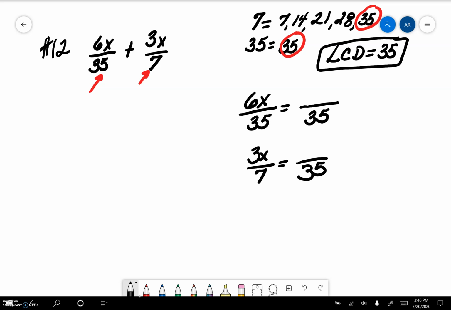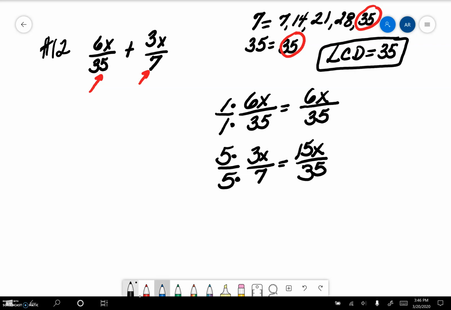So I have to ask myself, well, what times 7 equals 35? Well, we know 5 times 7 is 35. What happens at the bottom must happen at the top. So that would be 5 times 3 is 15. Don't forget your x. And then 1 times 35 is 35. What you do at the bottom, you do at the top. So 1 times 6x is just 6x.